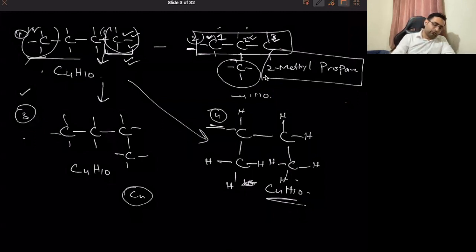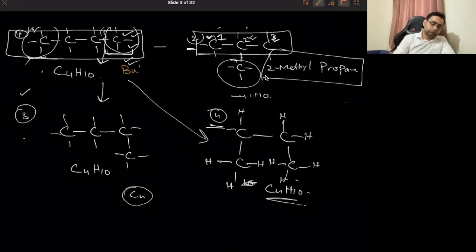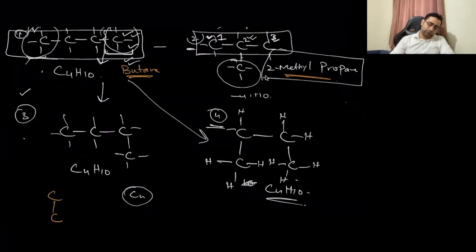And compound C4H10, which has 4 carbons in a chain, that is butane. Now you can see they have different names. So this was about isomers. You should keep in mind when you are going to draw an isomer, if I draw this compound, 1, 2, and 3, this is 4 carbon.